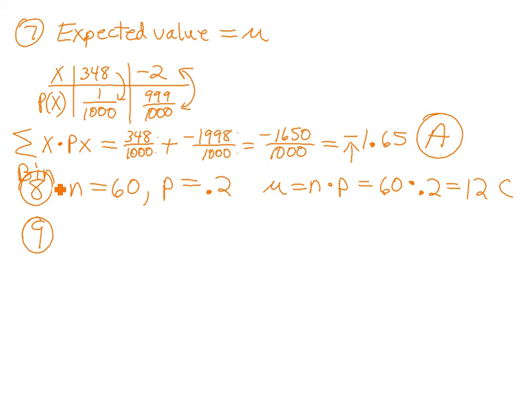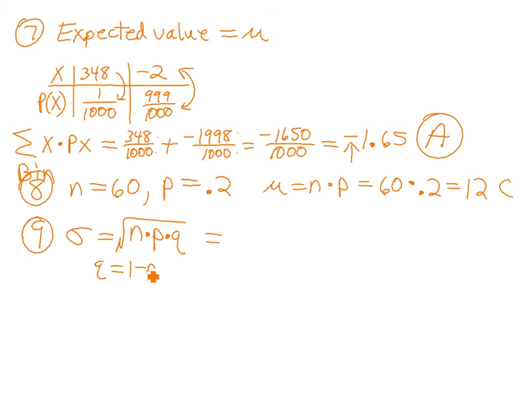Number 9, same idea. They want us to find the standard deviation this time. Remember, standard deviation is sigma, and all it is is the square root of n times p times q. Remember, q is just 1 minus whatever the probability was. q is like the complement of it.